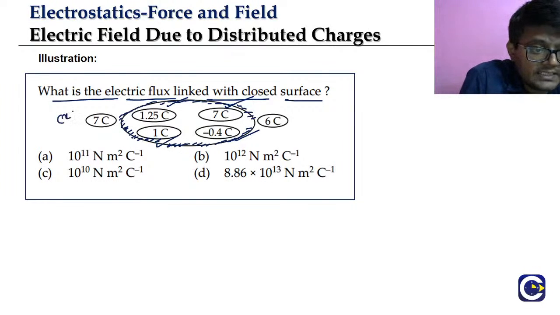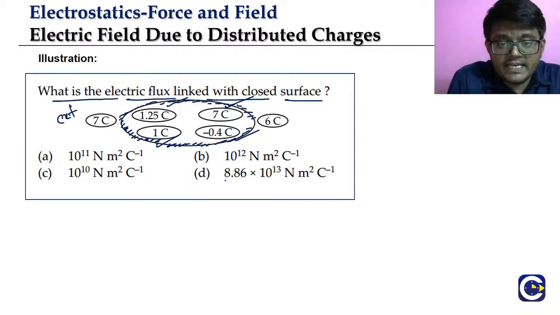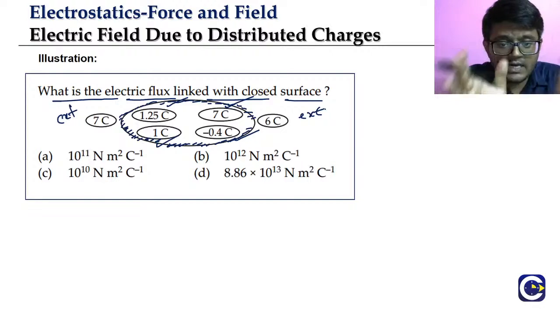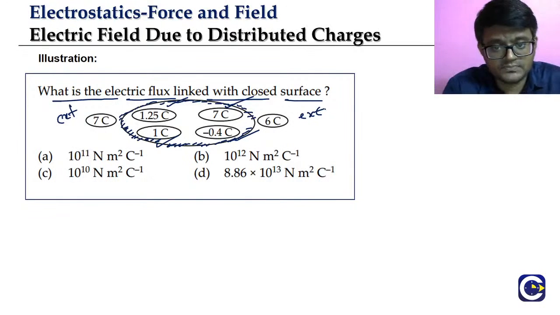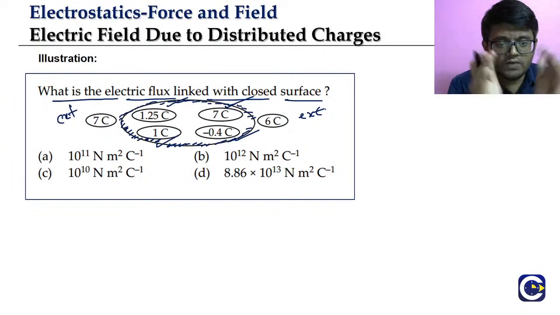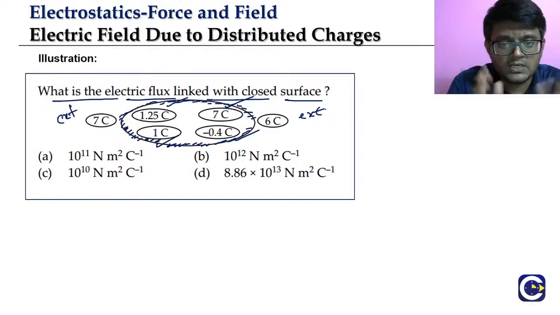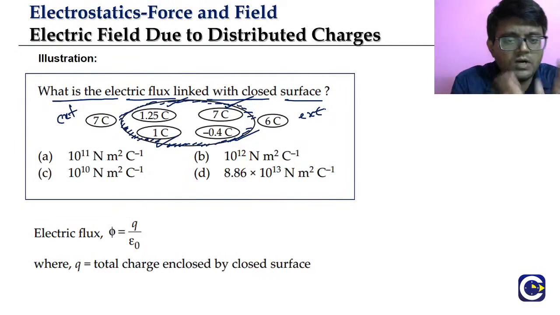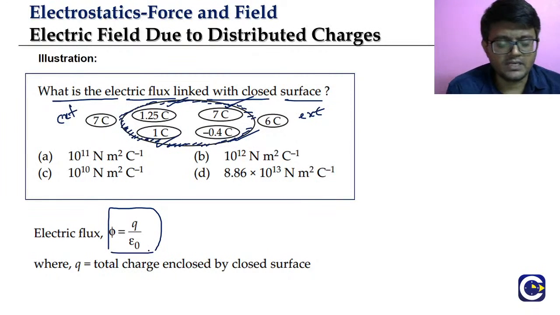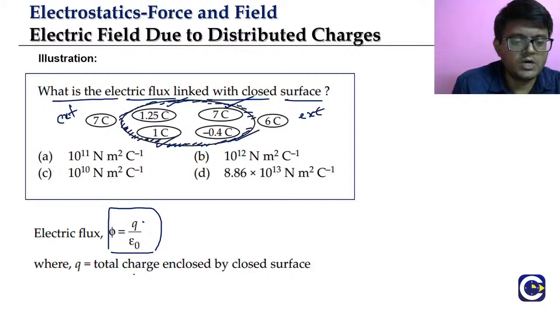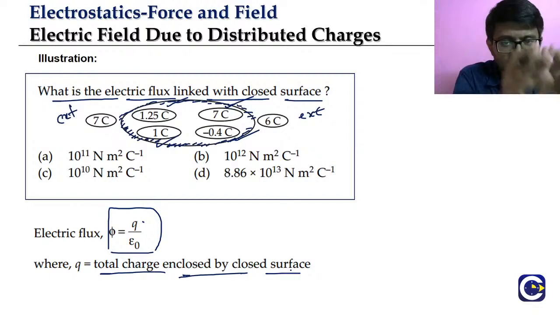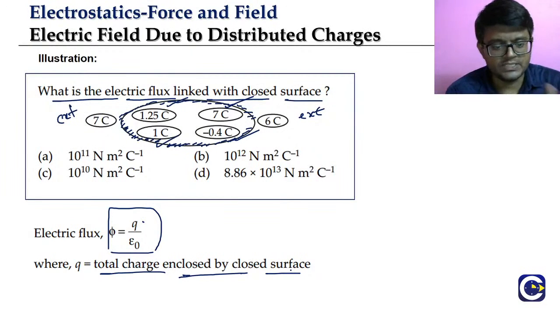This 7 coulombs is outside, it's external. And that 6 coulomb is also external. So those external charges will not come into the calculation. Okay? So when we are trying to find the flux through that closed surface, only the charges that are inside will count. Okay? So look, if you want to find the flux through that enclosed surface, from the Gauss law statement, it is Q by epsilon naught. Q means the total charge enclosed by that surface.